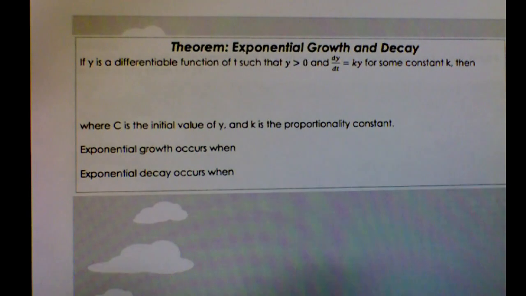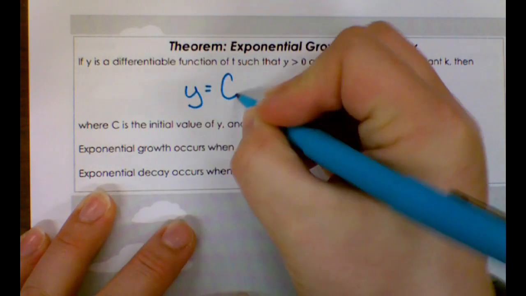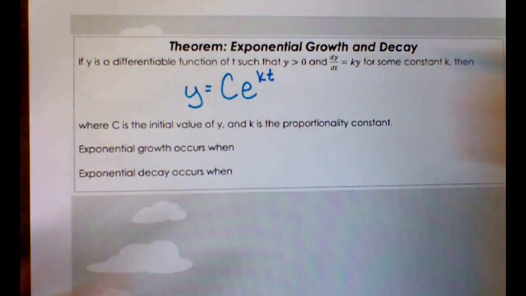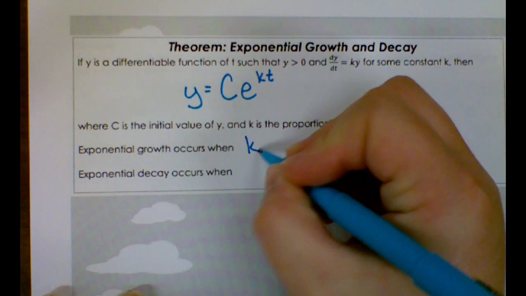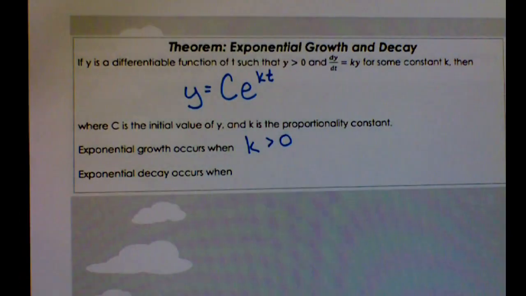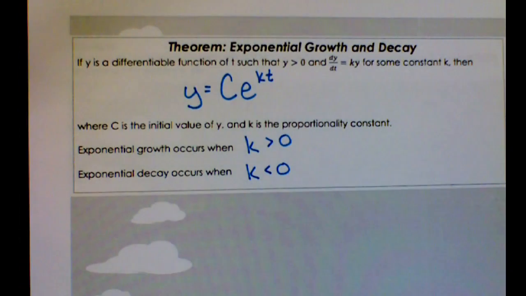But we're going to focus on growth and decay. So if y is a differentiable function of t such that y is greater than 0 and dy/dt equals ky for some constant k, basically it's saying the rate of change is proportional to y. Then the antiderivative would be y equals c e to the kt power. We'll get into that more later. But c is the initial value of y, k is our proportionality constant. Exponential growth occurs when your k value is positive, when k is bigger than 0. Exponential decay occurs when your k value is negative.